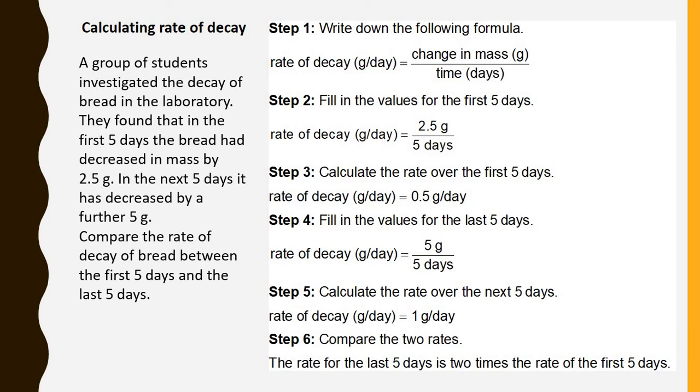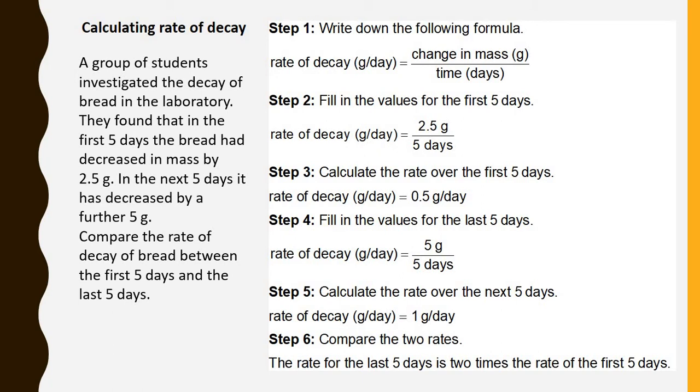Fill in the values for the first 5 days. Our rate of decay is 2.5 grams over 5 days, which gives 0.5 grams per day. It's the slash there, meaning per day. Finally, in step 4, fill in the values for the last 5 days. So our rate of decay is 5 grams over 5 days. Calculating that gives 1 gram per day, and then we compare the two rates. So we've got 0.5 grams per day compared to 1 gram per day, and then we can compare those two rates.